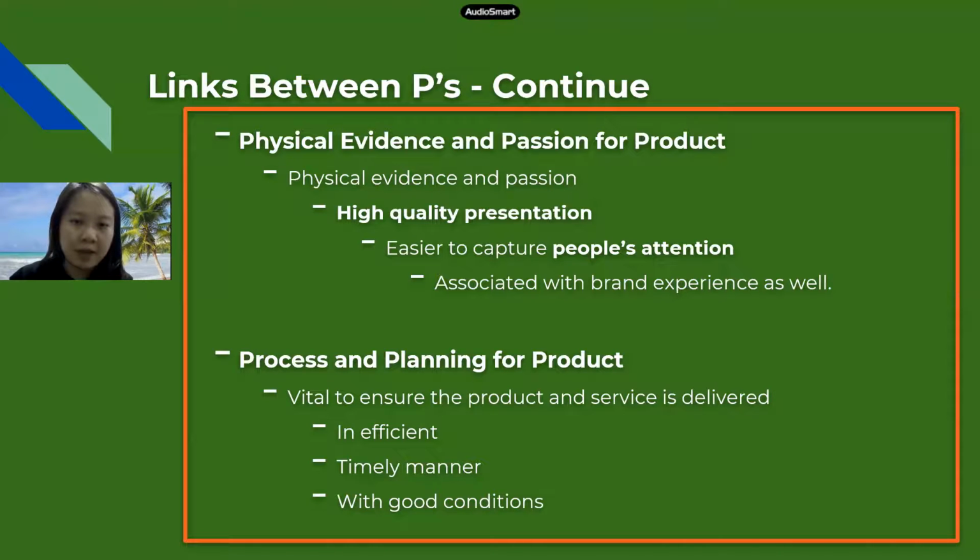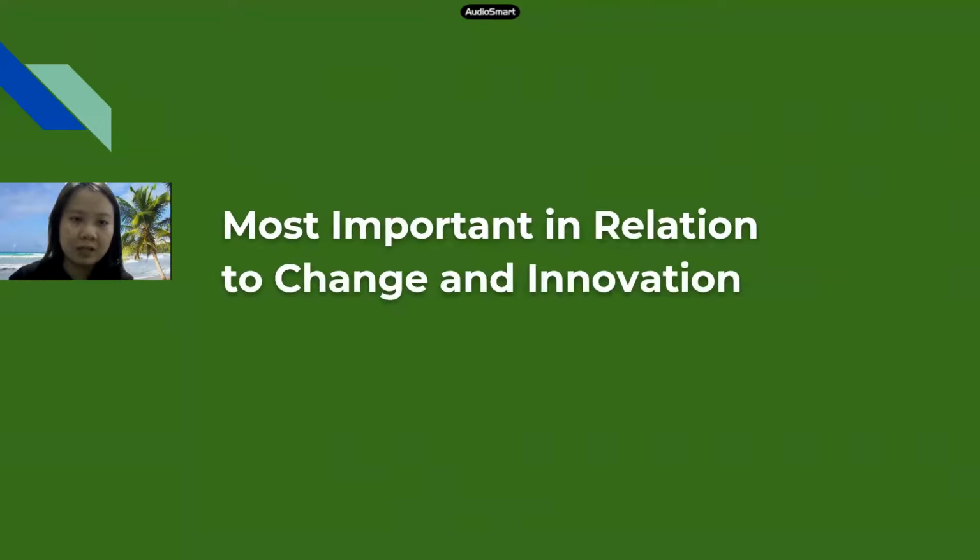Next will be process and planning for product. In your process, you must have a planning first. Maybe you can set an SOP for the whole process for controlling. From that, you can have a more efficient operation process, can save your time and cost, and also maintain the quality of your product and services.